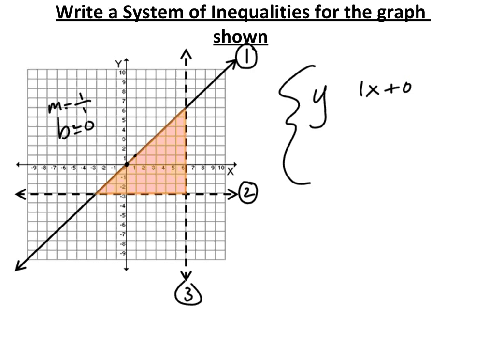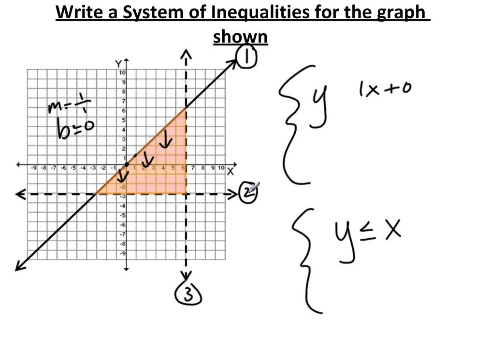Now, usually, we don't actually write all this, okay? We would just write x. So it's the same thing as y and x. Now, do we shade above this line for greater than or below the line? That's kind of an easy way to look at it. Since I shaded below this line, it's going to be less than, and it's a solid line, so I'm going to put less than or equal to.